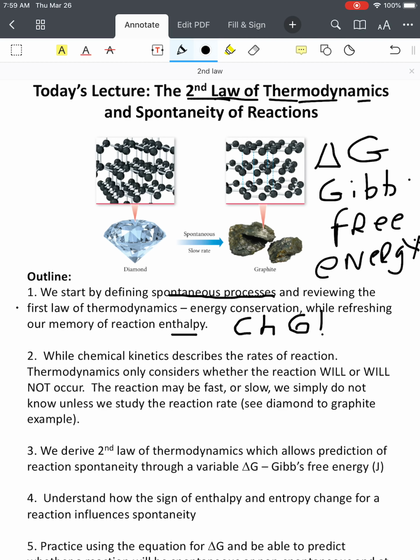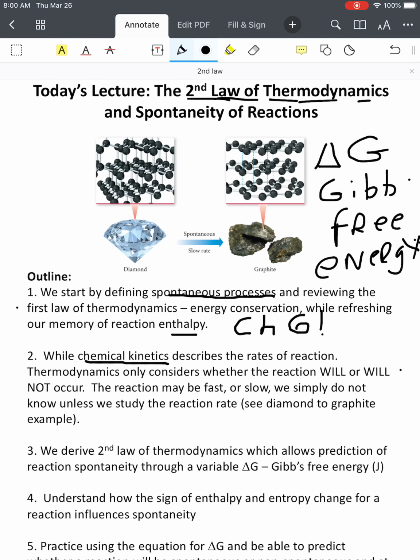We want to know that this thermodynamic bit that we're going to talk about considers only whether the reaction will or will not occur. It doesn't say how fast the reaction will occur. The rate of reaction is the domain of chemical kinetics. Of course, we considered that earlier in this semester. So this thermodynamics business is different. It just says whether the reaction will occur or will not occur. But the reaction rate's the domain of kinetics.